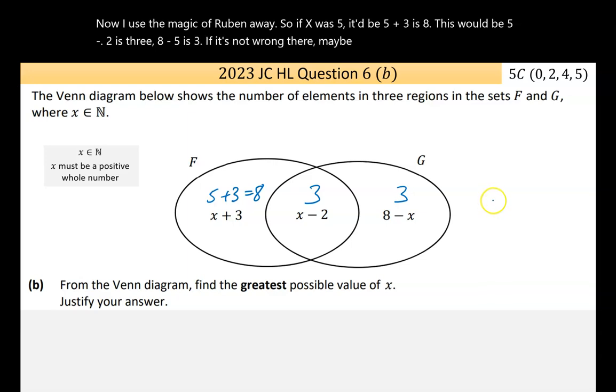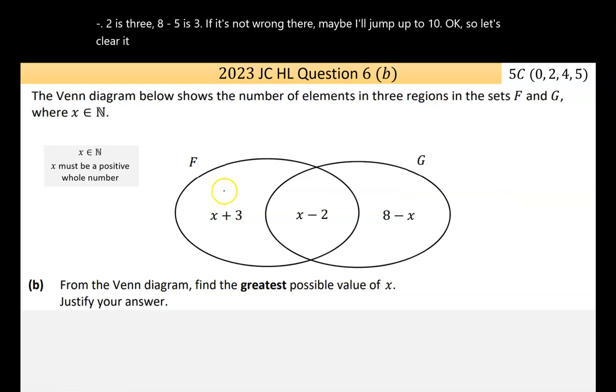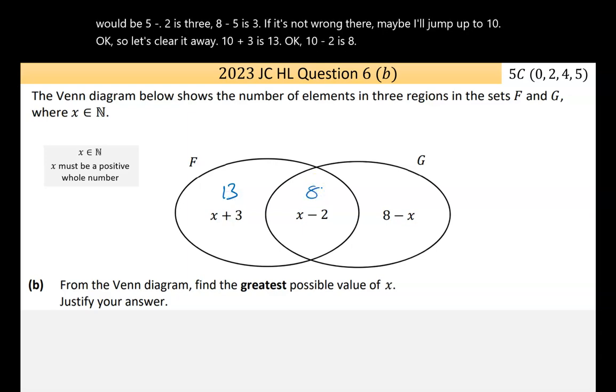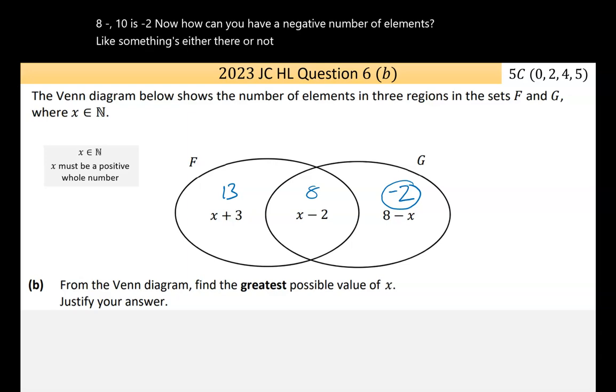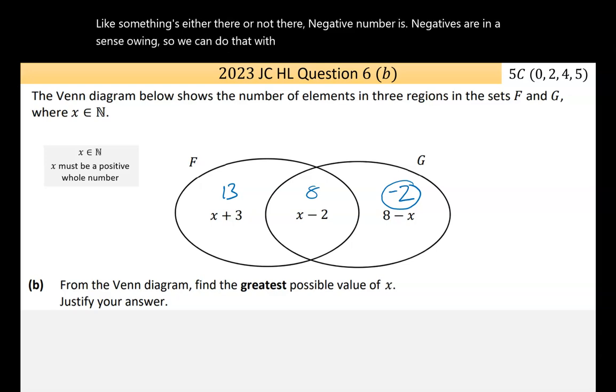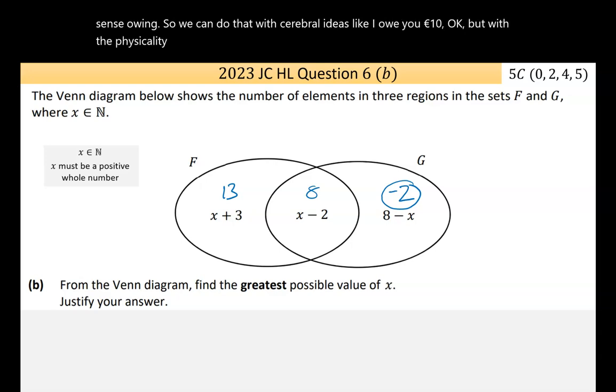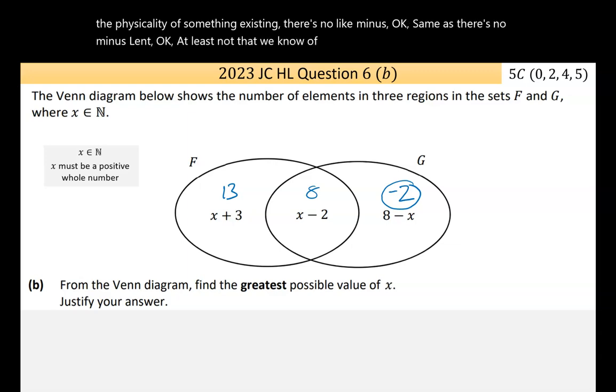Maybe I'll jump up to 10. So let's clear it away. 10 plus 3 is 13. 10 minus 2 is 8. 8 minus 10 is minus 2. Now, how can you have a negative number of elements? Something's either there or not there. Negatives are in a sense owing. We can do that with abstract ideas like I owe you 10 euro. But with the physicality of something existing, there's no minus. Same as there's no minus length, or at least not that we know of. So 10 seems too big.